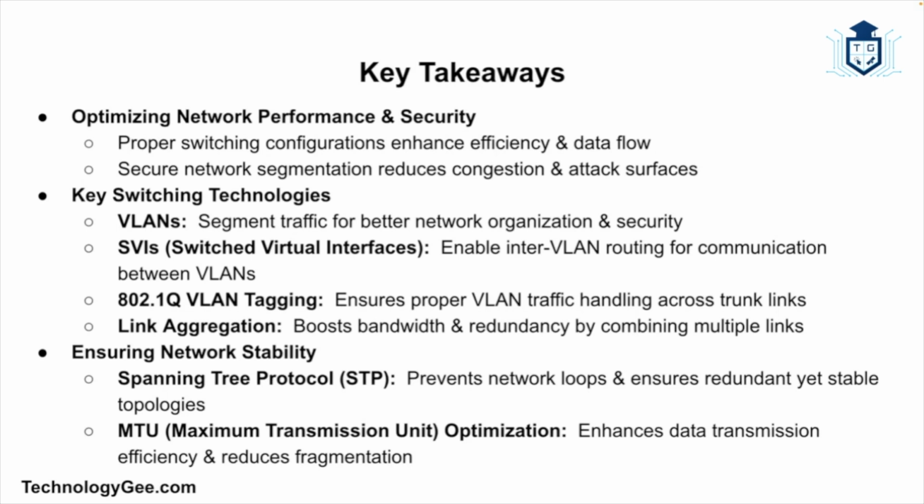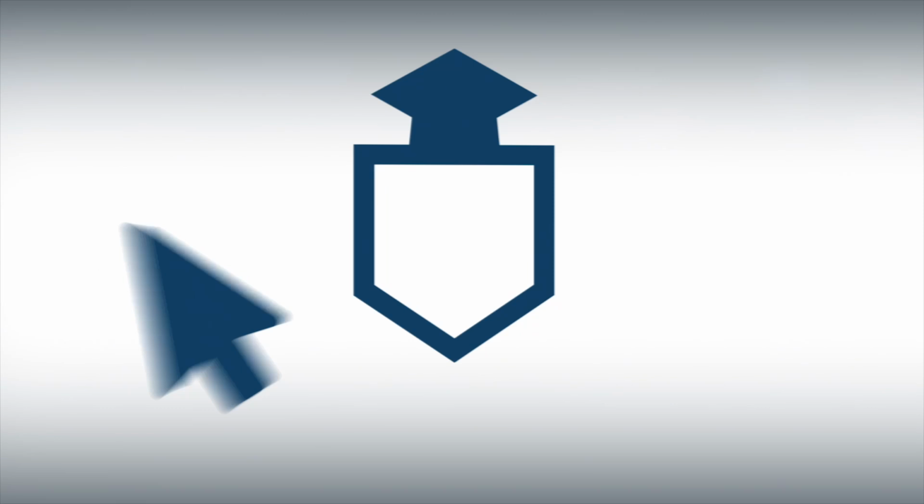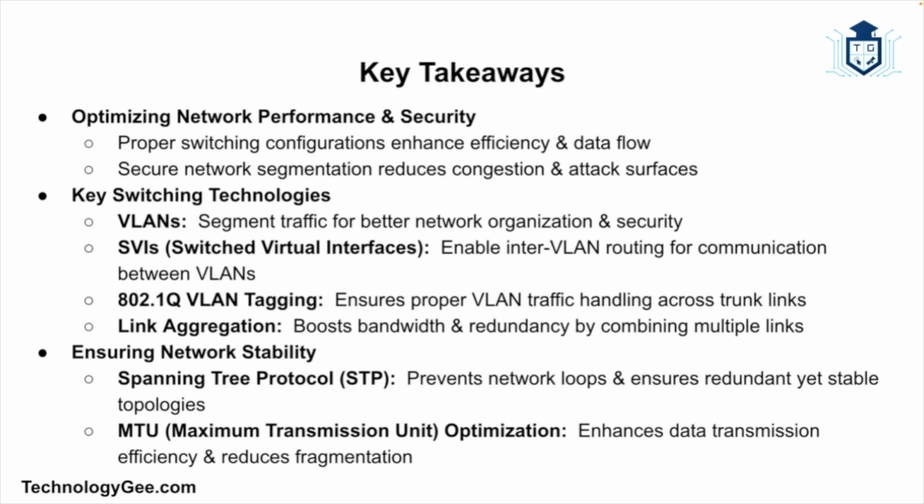So, in conclusion, understanding and configuring switching technologies is vital for optimizing network performance and security. VLANs segment traffic. SVIs enable inter-VLAN routing. 802.1Q provides VLAN tagging. And link aggregation boosts bandwidth. Additionally, spanning tree protocol ensures loop-free topologies. And MTU settings optimize data transmission. So, mastering these concepts is crucial for passing the CompTIA Network+ exam and excelling in real-world networking scenarios.